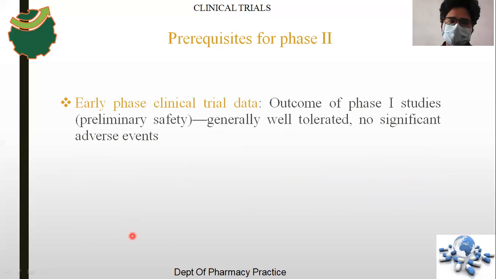The next prerequisite is early phase clinical trials data, like outcomes of phase 1 studies, where we get a preliminary safe dose, like when we see we can give a maximum of 1 gram of paracetamol per time, and 4 grams per day is the maximum safe. So we will be getting those data, which are nothing but your tolerable dose and adverse drug event dose, and that should be taken care of. That is a prerequisite for it.